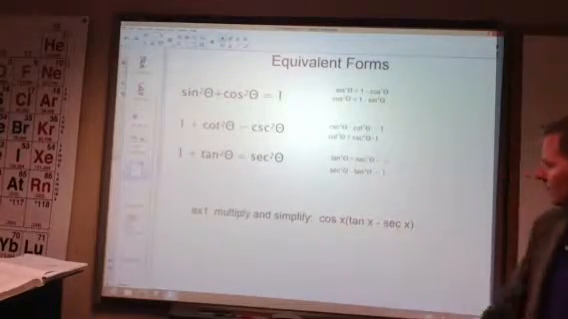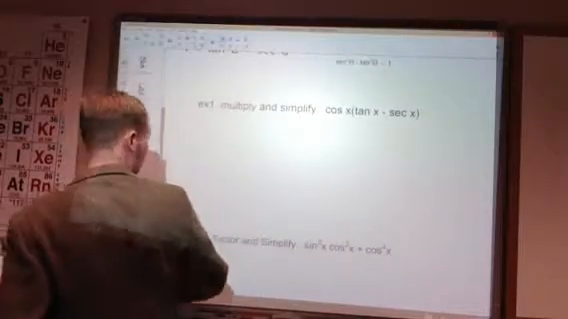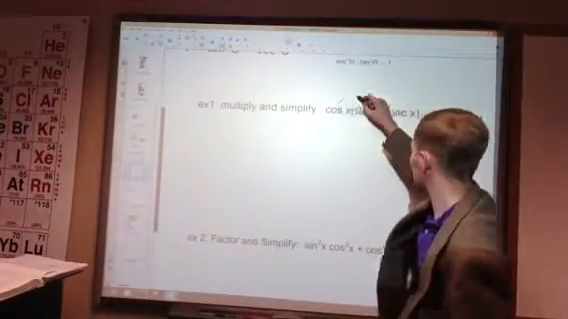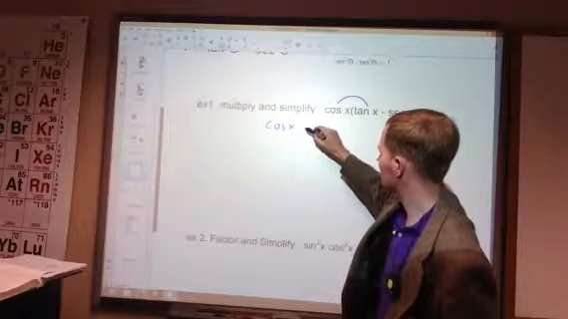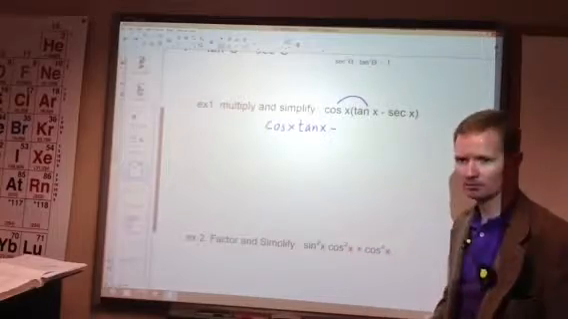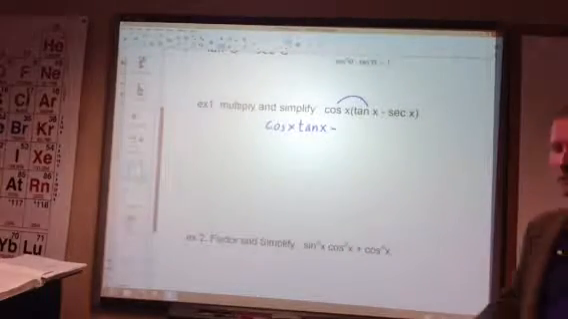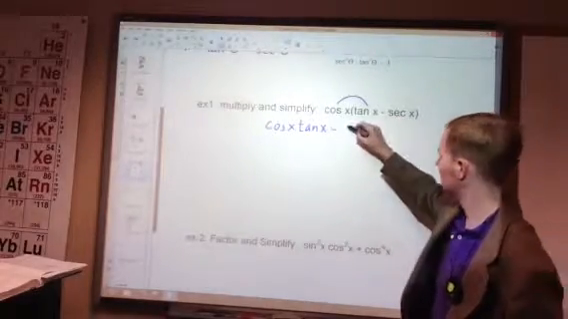Multiply and simplify cosine x times tangent of x minus secant x. Well, what would my first term be? It'd be cosine x times tangent of x. And my second term? Well, cosine times what? Cosine times secant.